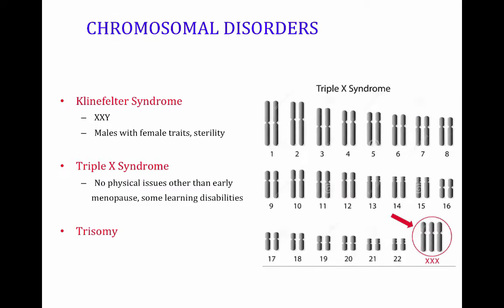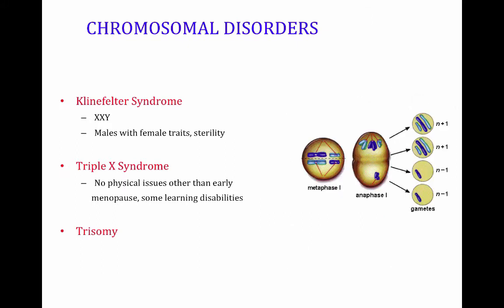Triple X syndrome, there are 3 copies of the X chromosome. There tend to be very few physical issues other than early menopause. There may be some learning issues. And then we have what's called trisomy, in which there are 3 copies of every chromosome. This condition is fatal.